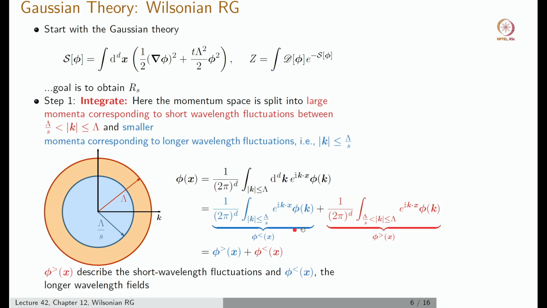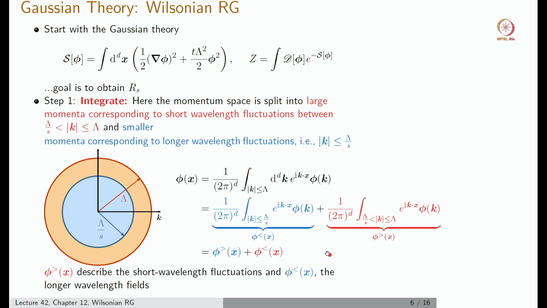So this is an exact splitting. There is no approximation here. We are saying that this field phi of x can be thought of as a long wavelength piece and a highly fluctuating piece. As stated here, phi greater than describes the short wavelength fluctuations and phi less than are the long wavelength fields. What would we like to do?